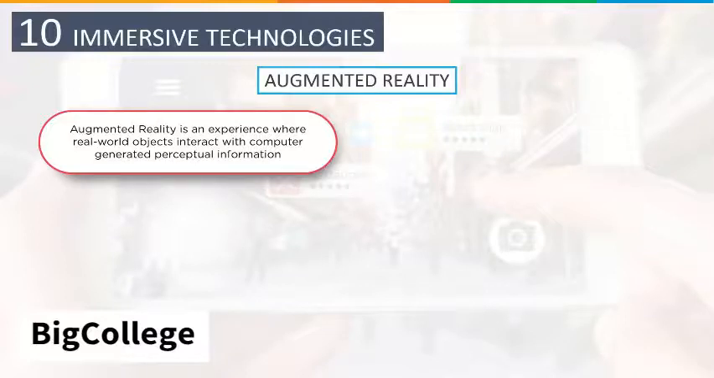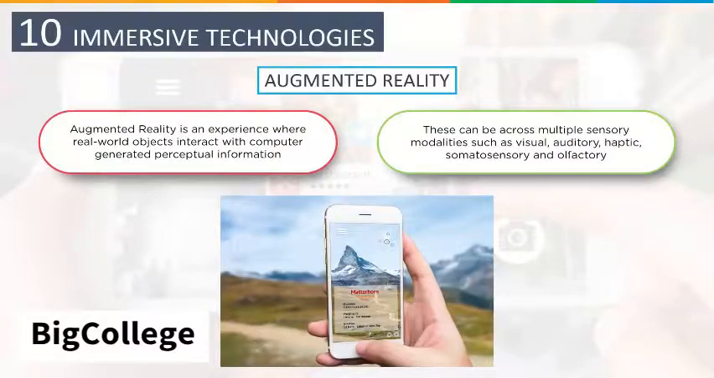So what you're doing is interacting with real-world objects while the system generates perceptual information. Now, augmented reality can be for visual, auditory, haptic, or even olfactory senses. So in a way, augmented reality is a treat for almost all the senses that we can feel.